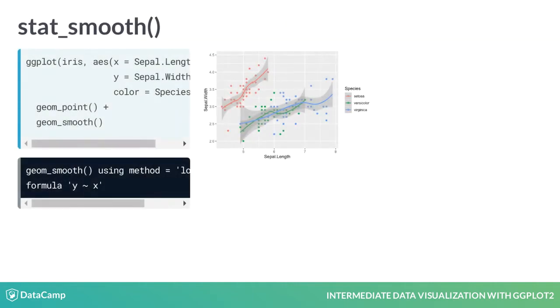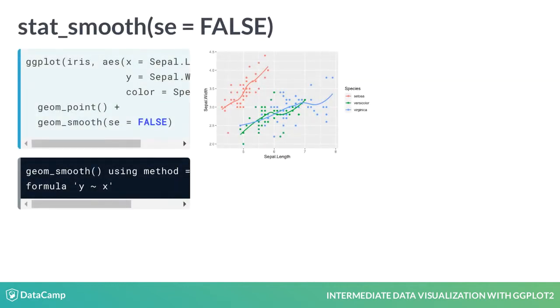stat_smooth can be accessed with geom_smooth, shown here. The standard error, which is shown as a gray ribbon behind our smooth, is by default a 95% confidence interval. We can remove this by setting the se argument to FALSE. We know we are calling stat_smooth because of another warning message: geom_smooth is using method equal to 'loess' and formula y tilde x.